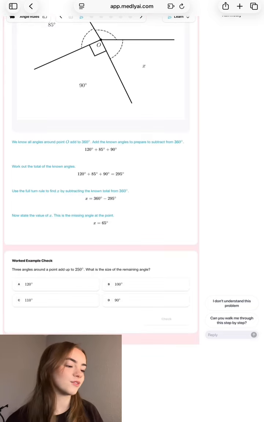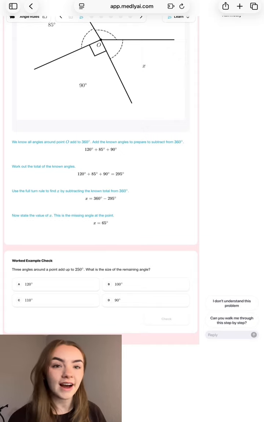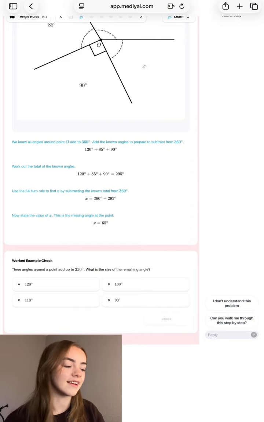Here's another one for us to have a go at. 3 angles around a point add up to 250 degrees. What is the size of the remaining angle? Well, the angles have to add up to 360 degrees. 360 minus 250 will be 110 degrees.